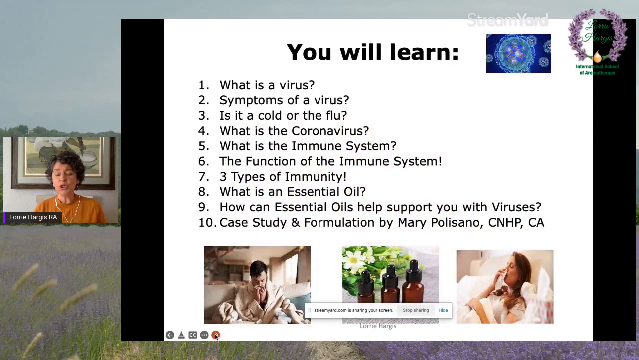So today you will learn what is a virus, symptoms of a virus. Is it a cold or the flu? What is the coronavirus? What is the immune system? The function of the immune system, 3 types of immunity. What is an essential oil? How can essential oils help support you with viruses? And we have a case study and formulation by Mary Polisano, certified natural health practitioner and certified aromatherapist with the Lorrie Hargis International School of Aromatherapy. So she'll be our special guest today.